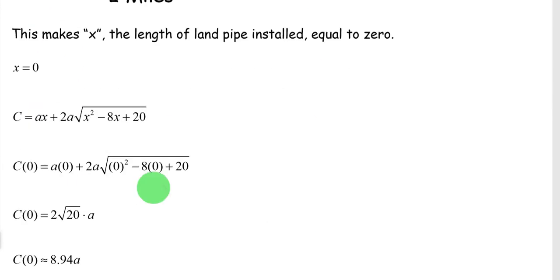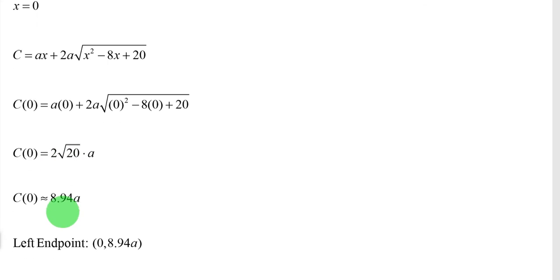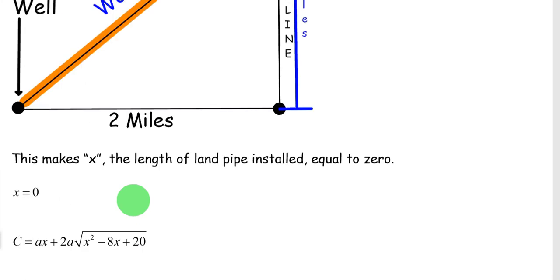And if x is 0, we can just replace x with 0 in our optimization equation. And that will simplify down to 2 times the square root of 20 times A. If we simplify 2 times the square root of 20, we get 8.94A. So that's our left endpoint. If we use 0 land pipe, the total cost of the project will be 8.94 times however much it costs per mile of, let me make sure, I'm pretty sure that's land.